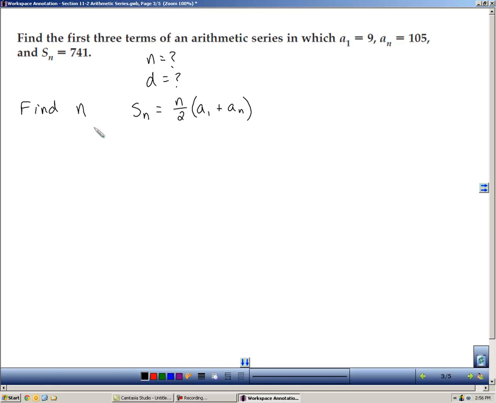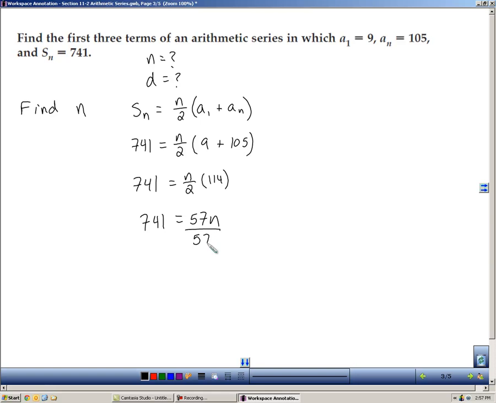So I'm going to start by finding n using this version of the formula, because I know S sub n is 741, so I know my series total is 741. I don't know what n is, but I know the first term is 9, and I know the last term is 105. So this is 114. If I divide that by 2, I'm going to get 57n. And then to isolate for the n, I divide both sides by 57. So our n value is going to be 13.